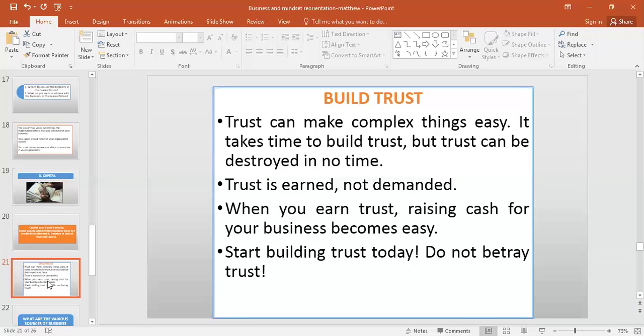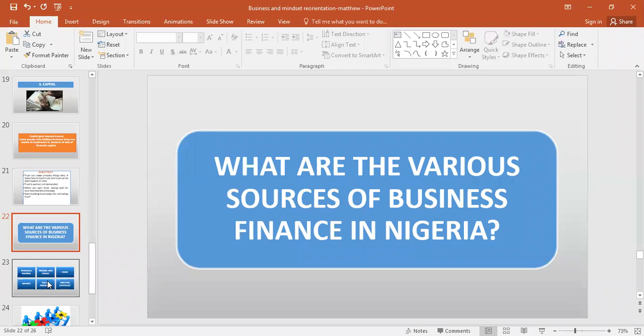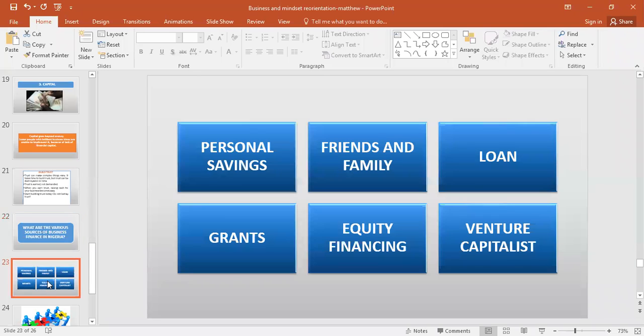Then the question is, what are the various sources of business finance in Nigeria? There are so many of them. I listed some here: personal savings, friends and family, loan, grant, equity finance, and venture capitalists. This is my core. In my consulting firm, I do access to finance, and I've discovered that there's always a mismatch of funds by entrepreneurs. So it's always good for you to know the phase your business is in before you decide on the source of finance. If you are a startup, I always advise explore personal savings, friends and family, and grants.